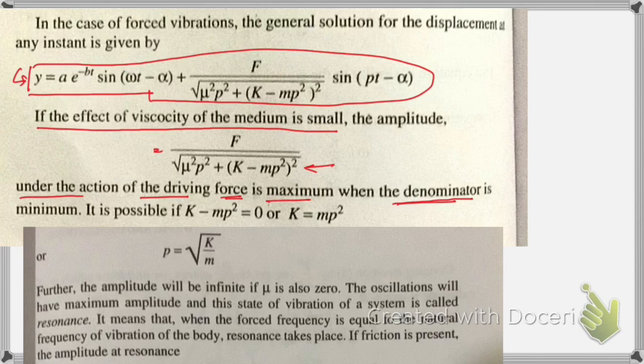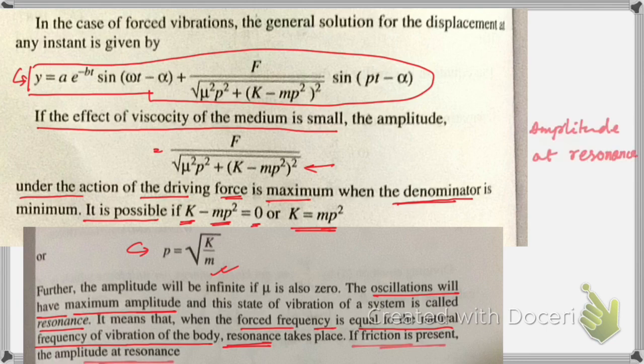So that's why this condition is possible if k minus mp square is equal to 0, which gives k is equal to mp square. So therefore from this equation we will get p is equal to this, right? And to get the resonance, the vibration of the system will be called resonance. If you see, the oscillation will have maximum amplitude in this condition only. That means when the force frequency is equal to the natural frequency of vibration of the body, then you will get the resonance.